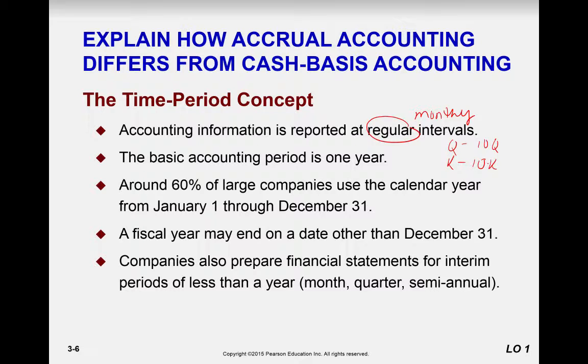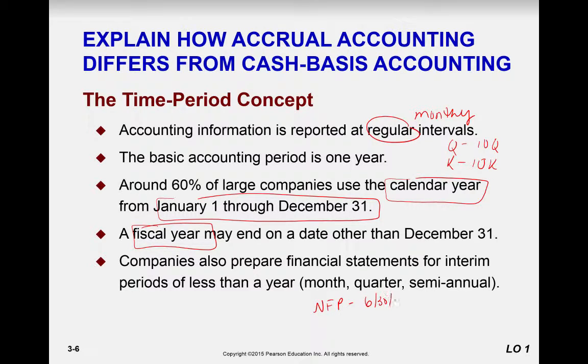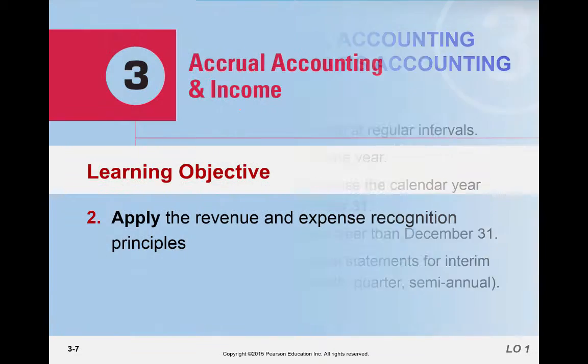Most companies use a calendar year, meaning it starts in January and it ends in December. A fiscal year is any other date and time. Some not-for-profits, like schools and higher education, may have a 6/30 ending date. Same thing, you might have a 4/30 ending date for certain insurance companies.